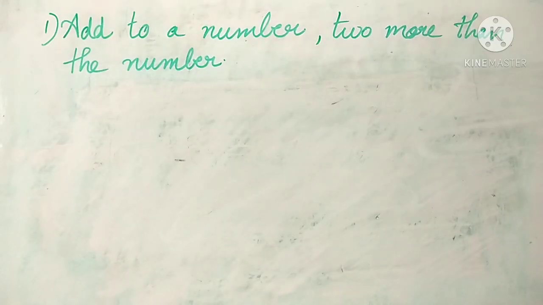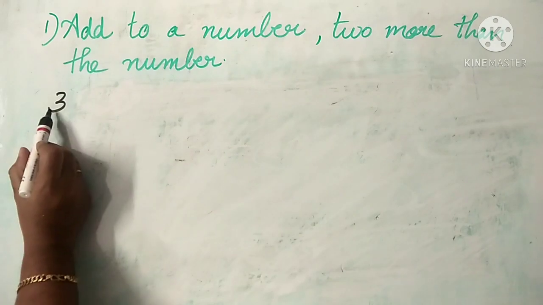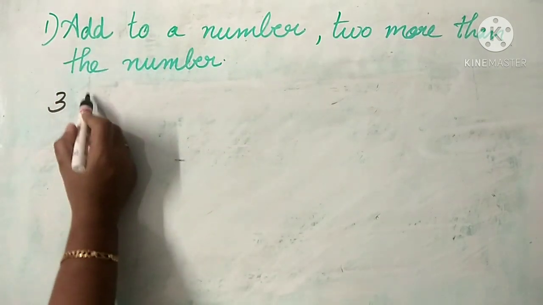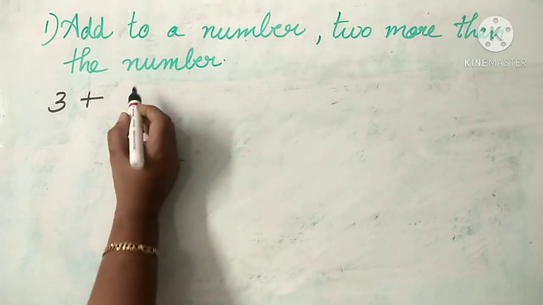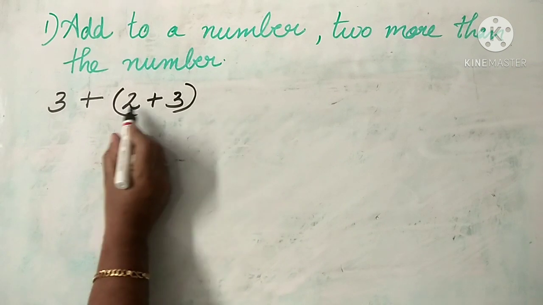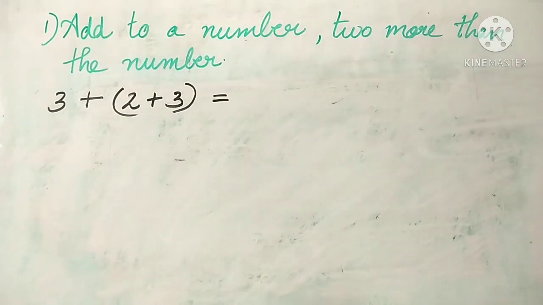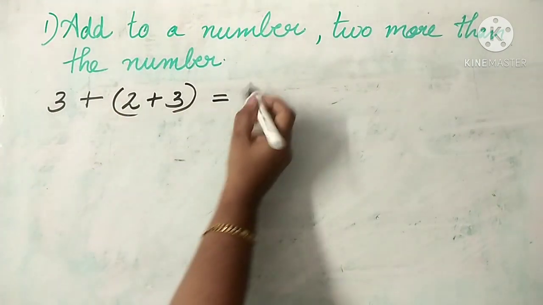First question, add to a number 2 more than the number. That means to a number we have to add 2 more than the same number. I am taking the number as 3. Okay. To this number 3, add 2 more than the number. 2 more than this number means 2 plus 3. Okay. 2 plus 3. What is the answer? 3 plus 2, 5. 5 plus 3, 8.